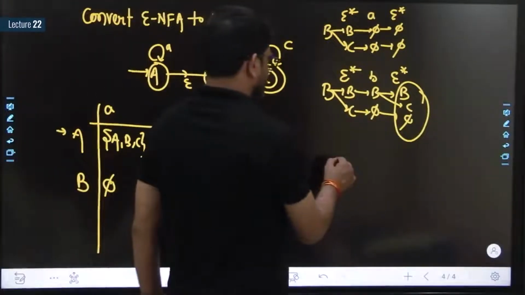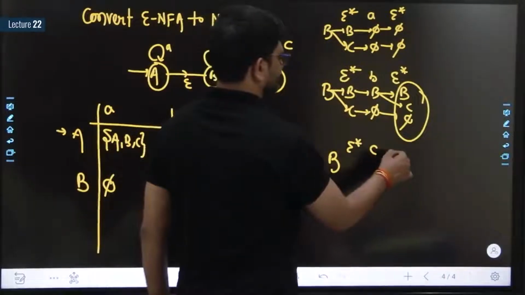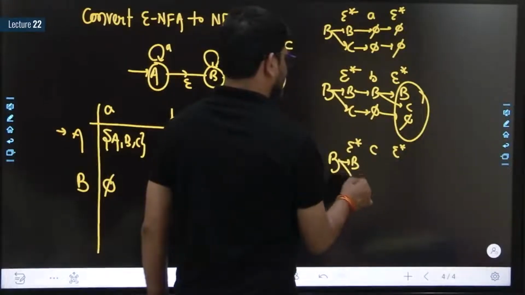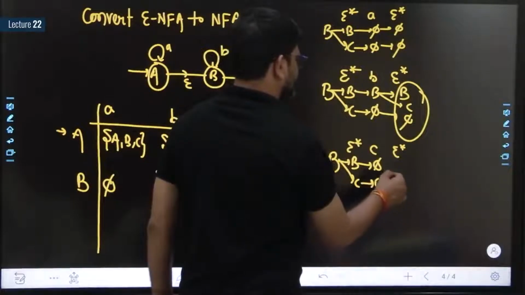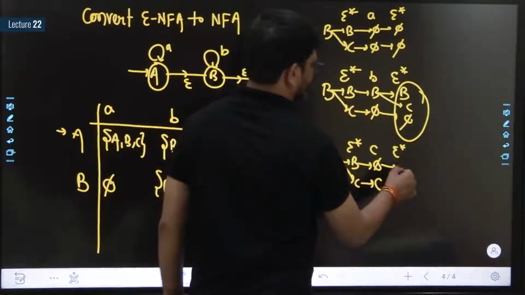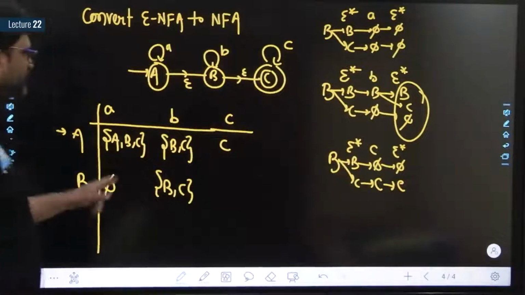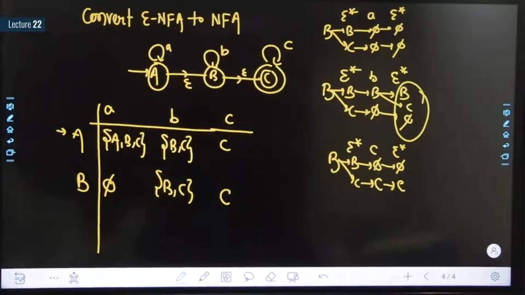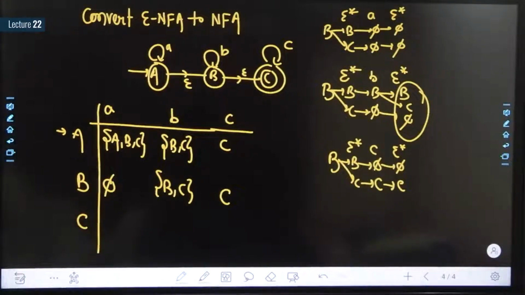Now, B on C. Epsilon closure of B, BC. B on C, phi. C on C, C. Epsilon closure of phi. Epsilon closure of C. So B on C is C. Clear? Now find out the transitions of state C.